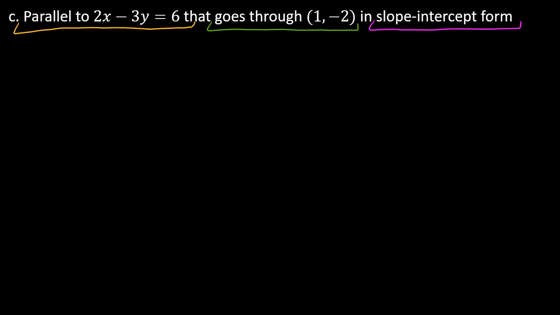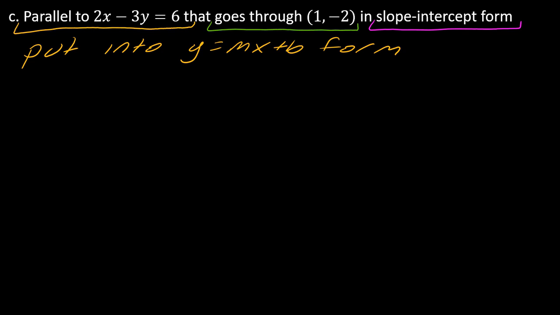Now, there's a little issue with this particular problem. Notice that when I look at 2x minus 3y equals 6, this is not in slope-intercept form, so we cannot see the slope easily here. So what we're going to have to do is manipulate this equation, which is currently in standard form, so that we can actually see what the slope is. So I want to first start by putting this into y equals mx plus b form. That's kind of what you want to do if you don't have that.